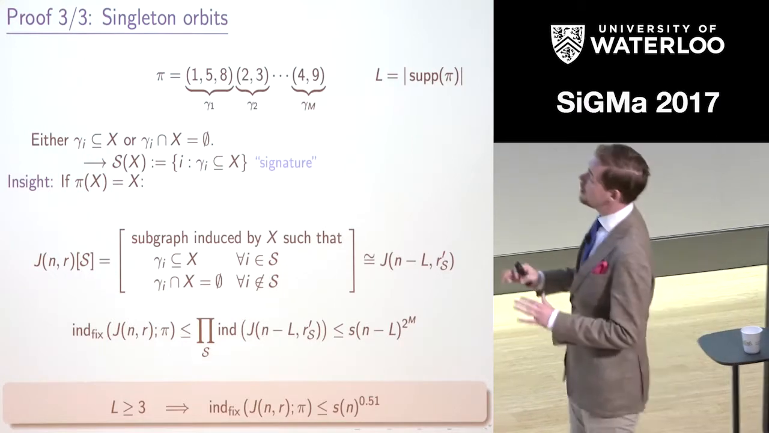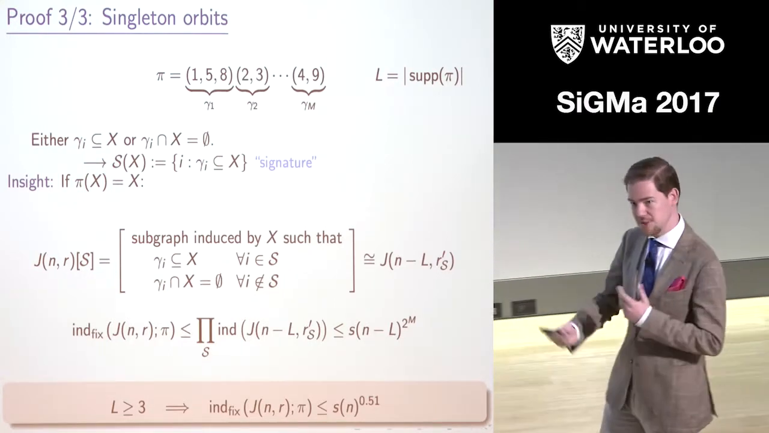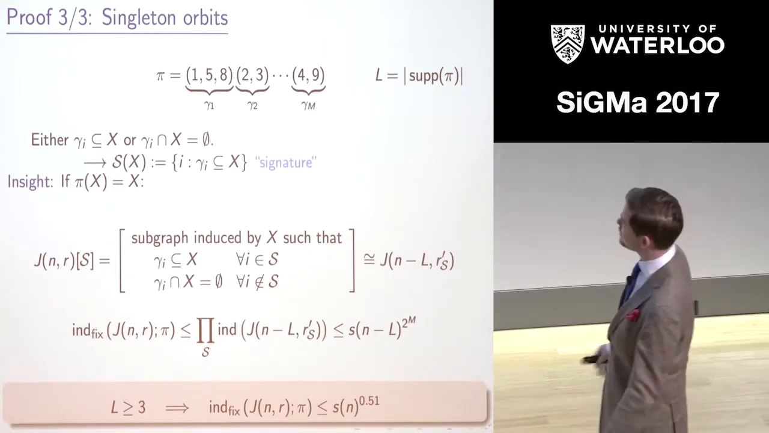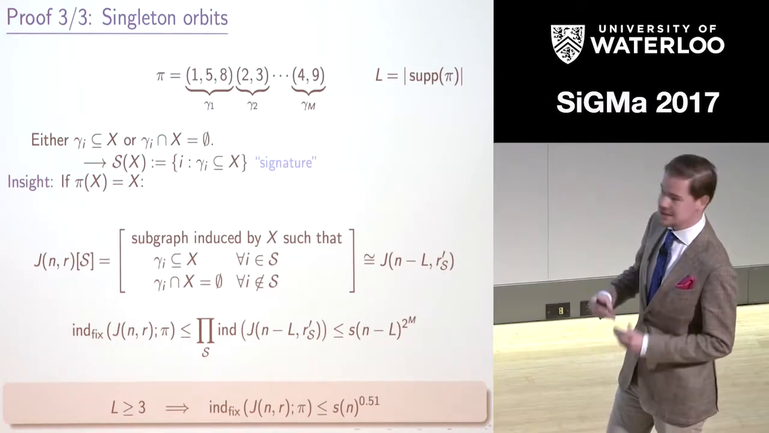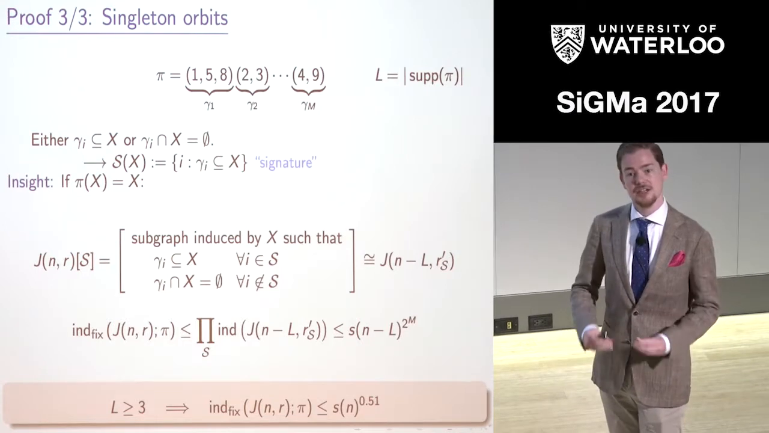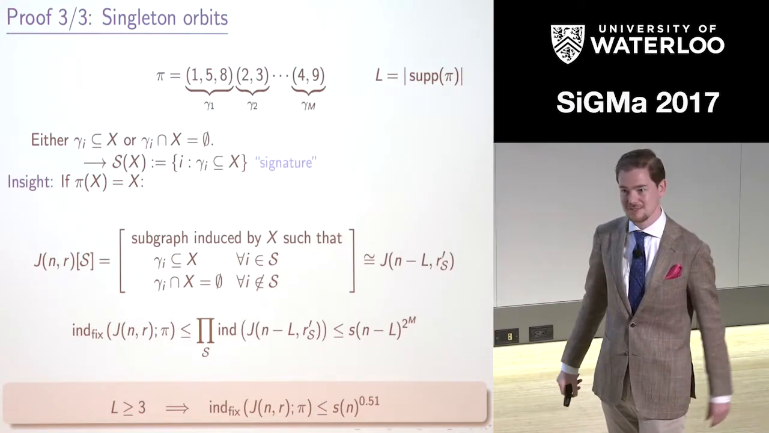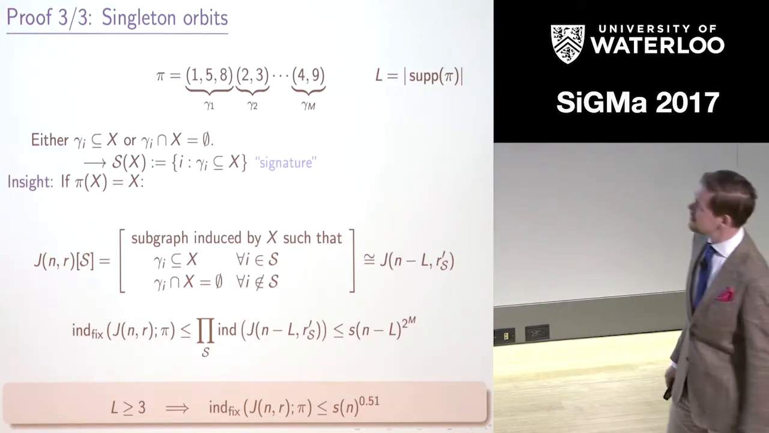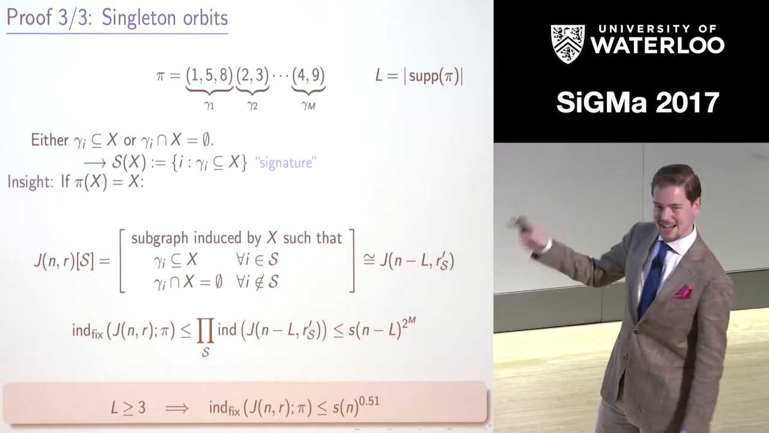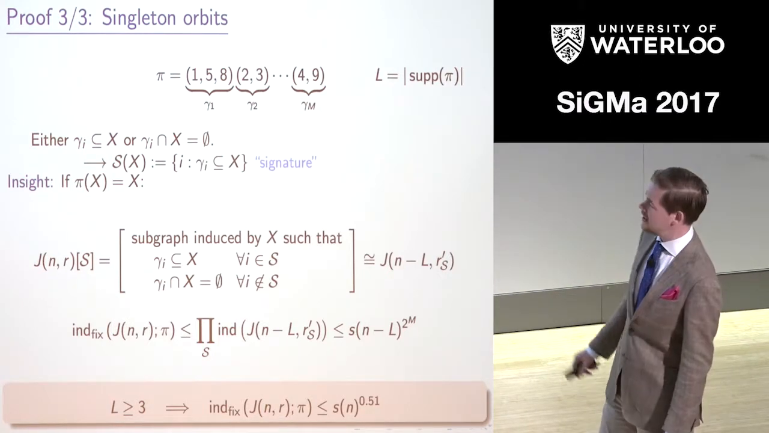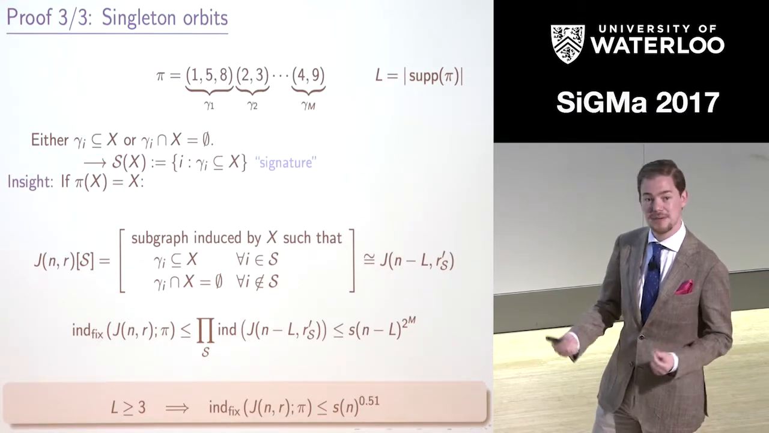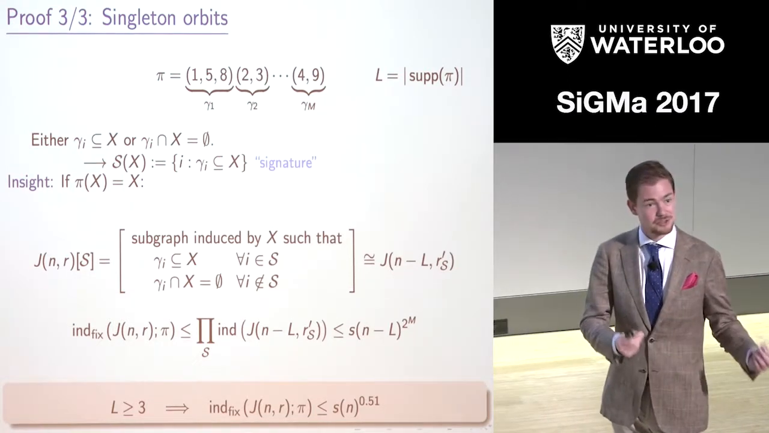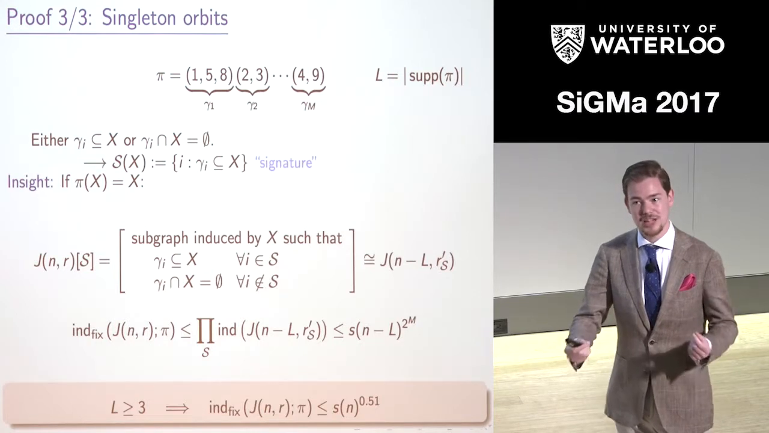Okay, so if L, the number of points that get moved by this permutation, is at least 3, then we find a nice bound on the fixed vertex stable sets in our graph. And that L at least 3 kind of explains why our method doesn't give anything better than either the trivial permutation or you swap exactly 2 elements.